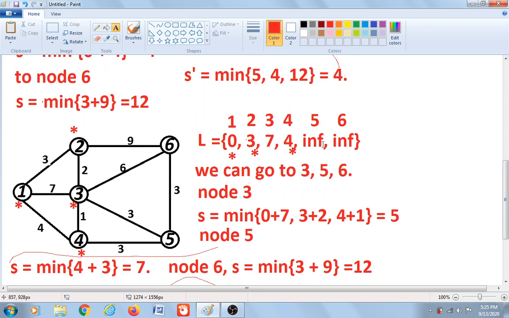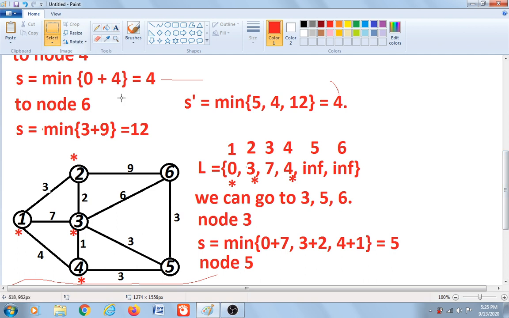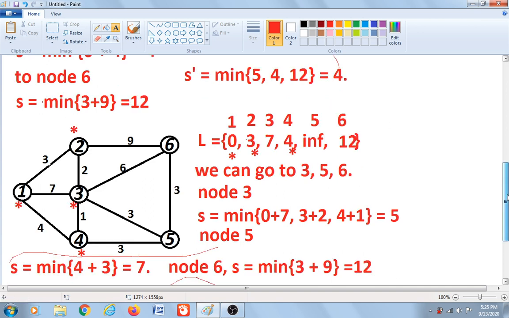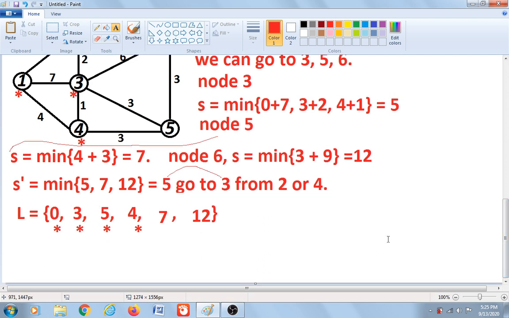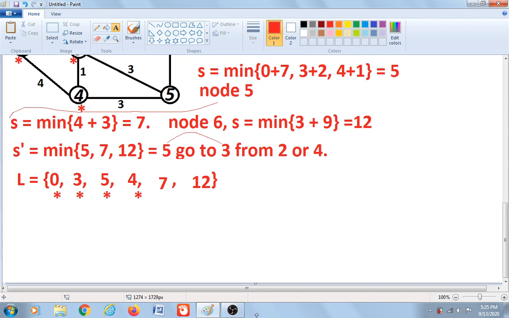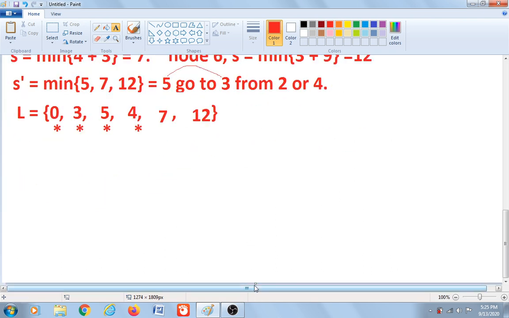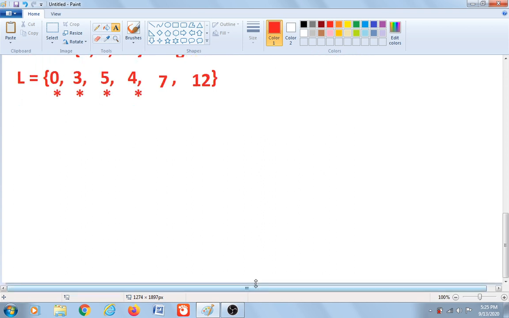Okay, and here I think I made a mistake over here. Here we can go to node number 6, but it is not permanent. The distance is 12, so it is not permanent. It is not infinity right now, but it should be 12. Sorry for that. Okay, because we can go there directly from node number 2, and node number 2 is a permanent node. Okay, now what we need to do next, we just need to continue. We need to start from permanent nodes and go to the non-permanent nodes.